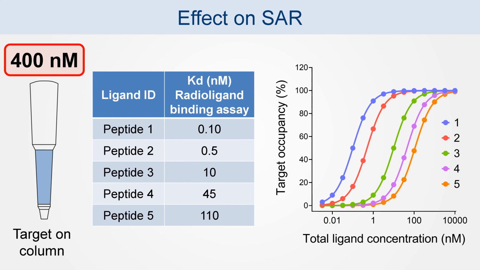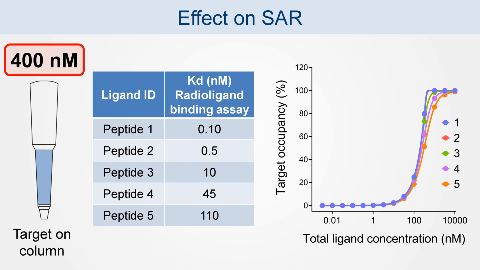Then we realized the concentration of the target on the column was really high, in this case 400 nanomolar. Before doing the experiment, we reran the simulation to see what the data would look like with this high target density. This is what we saw. Clearly, this is not reporting the affinity correctly. The L50 of these ligands is effectively the same. This is because of the high target concentration in the assay.